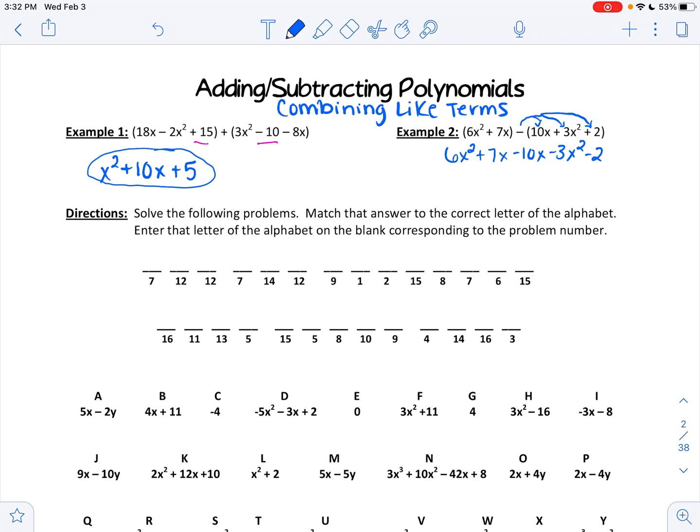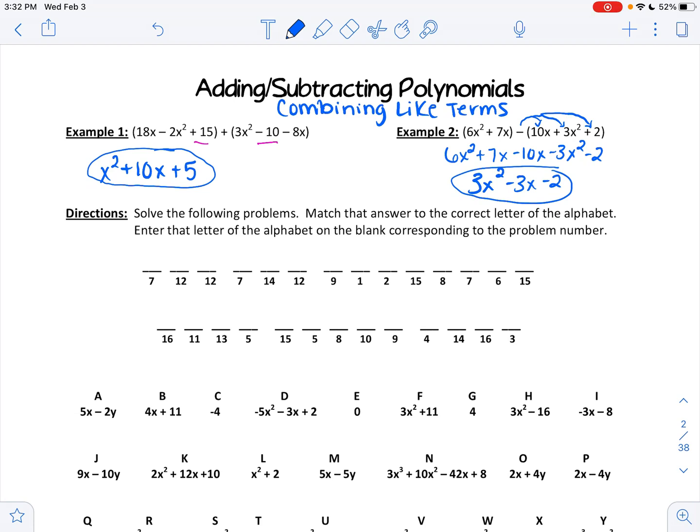So then I can combine 6x squared minus 3x squared. 6 minus 3 is 3x squared. 7x minus 10x is negative 3x. And there's nothing to combine that constant with, so just bring down your negative 2. And because I did it in order for standard form, my answer is in standard form. I don't have to worry about rewriting it.